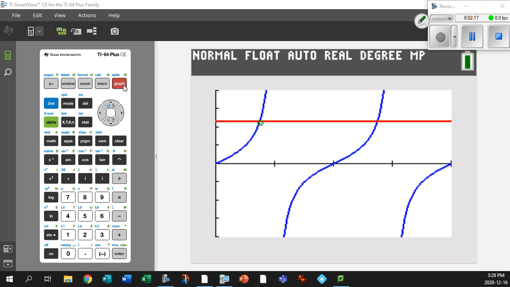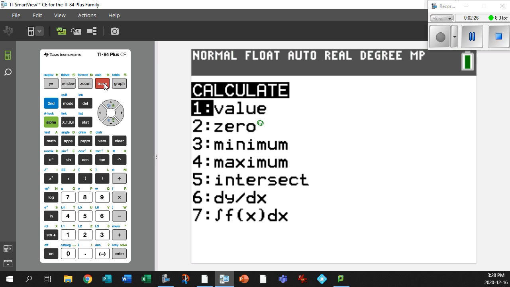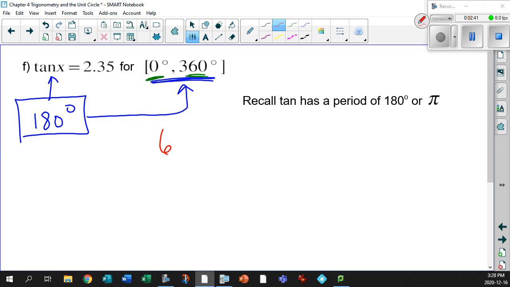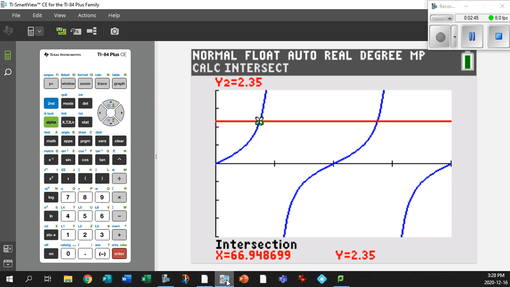Now, remember how I said that this thing cycles every 180 degrees? Yeah, I'm going to show you something really cool right away. Let's figure out that first value. Second calc, find me that intersect, 5, and we're going to mouse way over here. It's going to go off the screen, and oh, there it goes. Enter, enter, enter, and I get 66.9 degrees, right? Okay, so let's write that answer down. 66.9 degrees. Perfect.